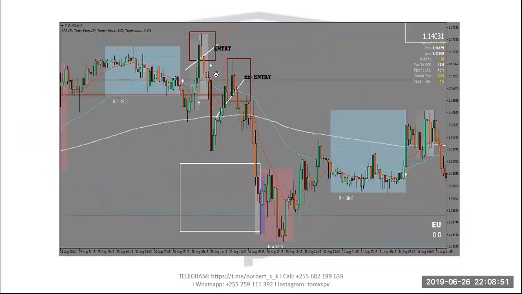So this one, your entry is here. You see this, it happened during the gap time. So the dealer had the stop hunt before gap time, completed the pattern during gap time. So that's the proper timing.